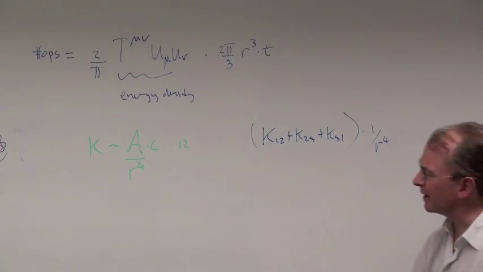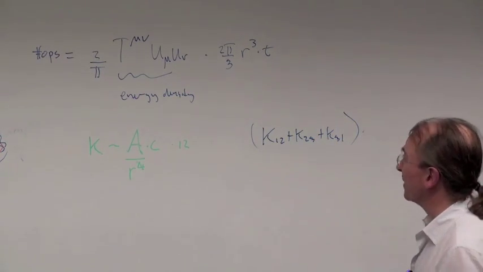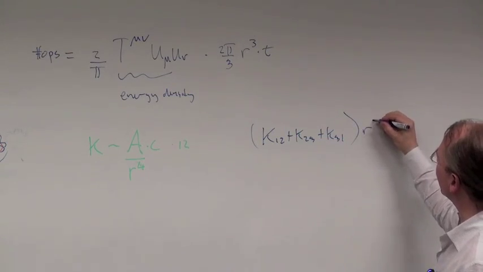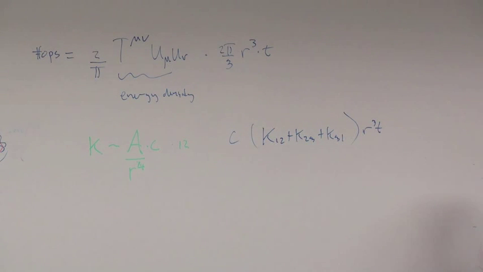No, excuse me, this is times r to the fourth, excuse me. And we'll just call it times r cubed t. And there's going to be some constant here, and it's probably 12 or something like that. But again, you can look at the paper to find the actual constants.